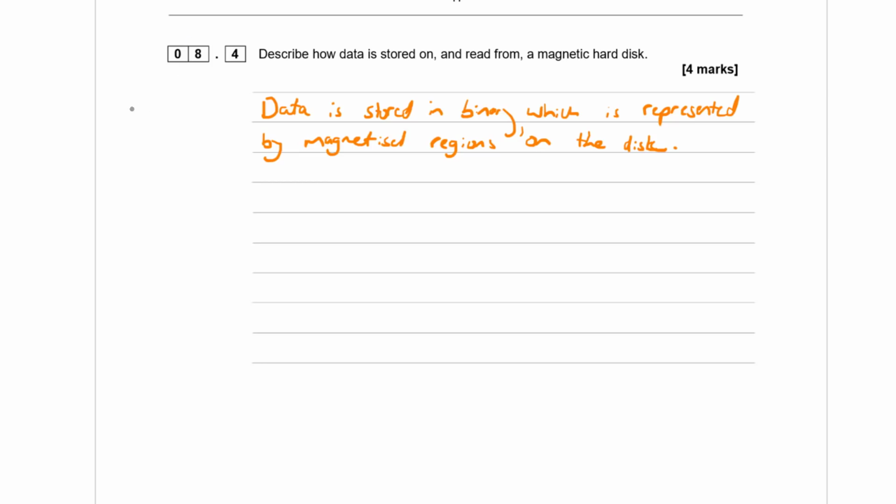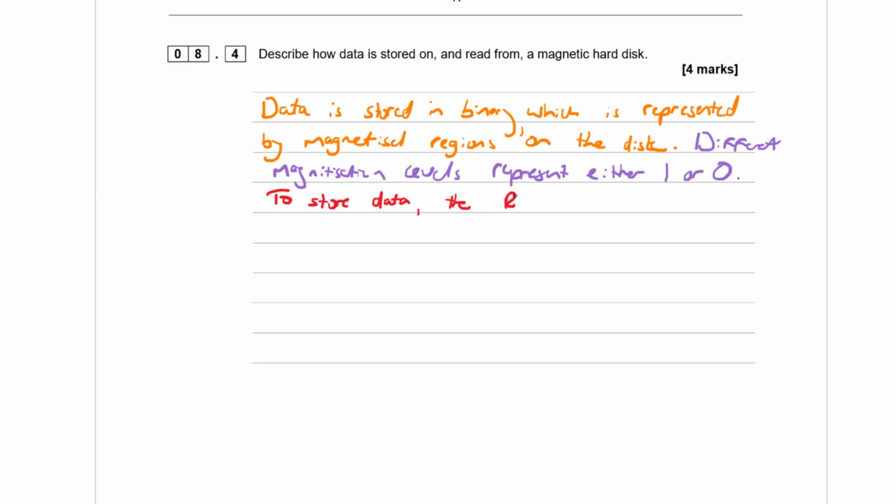It's often like 15 volts and 20 volts representing 0 and 1, so different, I don't really know the technical word here, but levels of magnetization that represent either 1 or 0. To store data, the read-write head moves and the disk spins, and it changes the magnetization of the regions.